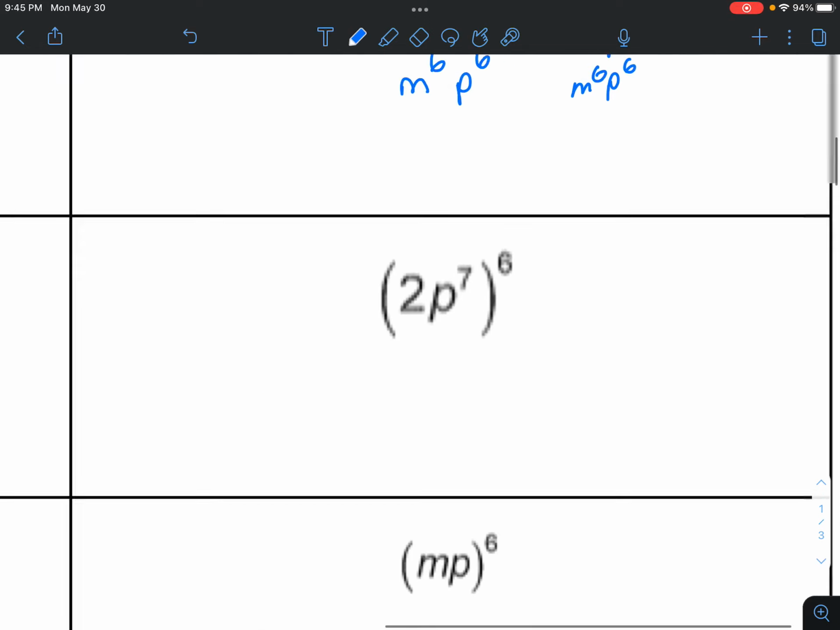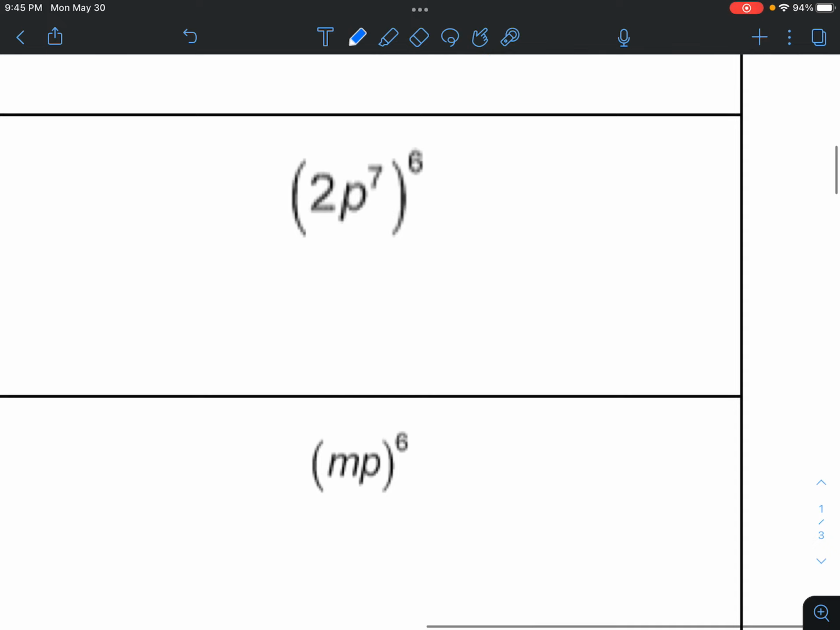All right, here we go. Fill in your invisible exponents, then multiply them. 1 times 6 is 6, so we have 2 to the 6th. Then p to the 7 times 6, which is p to the 42nd. If you want to simplify 2 to the 6th, you can, but you don't have to. 64p to the 42nd.